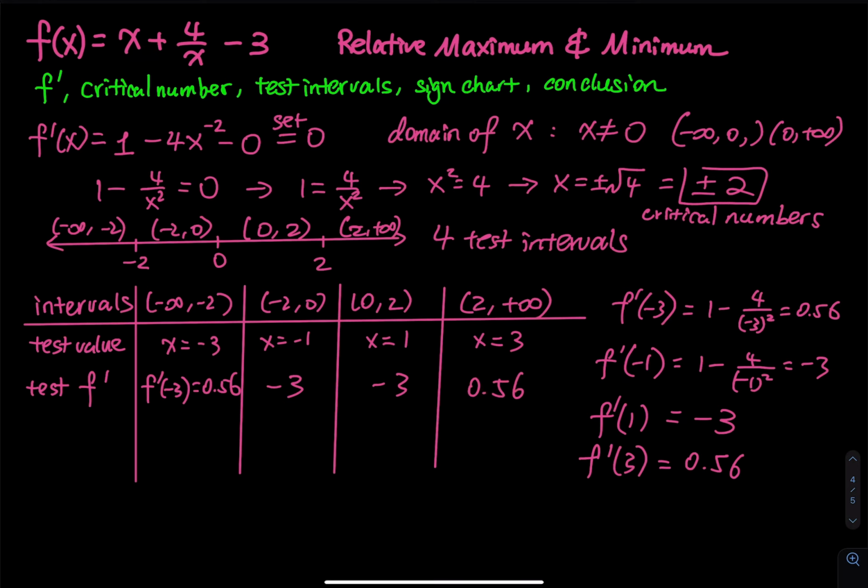What we care the most about is whether it is positive or negative. So this one is positive, this one is negative, this one is negative, and this one is positive. What does a positive slope mean? Positive slope means the curve is going up. Negative slope means the curve is going down. Negative slope, going downhill. Positive slope, going uphill. And then the last row is the conclusion.